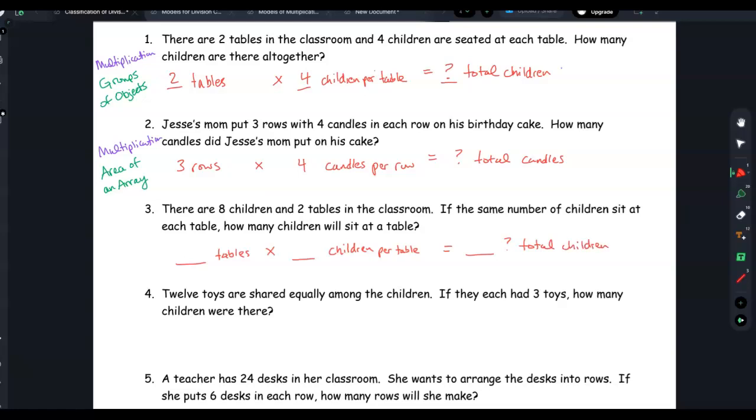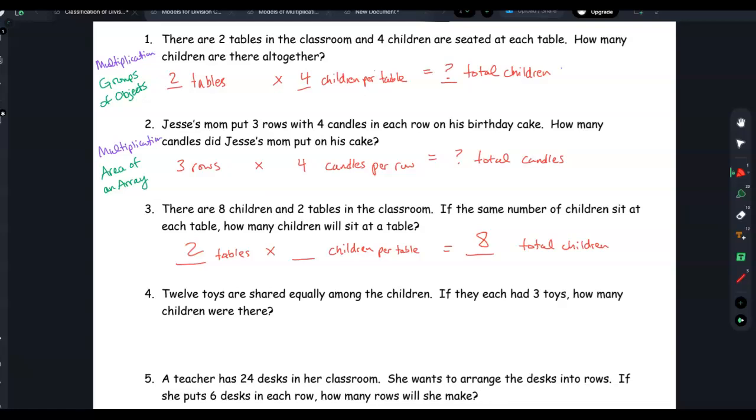So if I know the number of tables and I know the number of children per table, I would multiply the number of tables times children per table to get the total number of children. In this case, we know that we have 8 children. That's not per table, that's total. So this would not be a question mark, this would be 8. And then I know that there's 2 tables, so this first number is a 2.